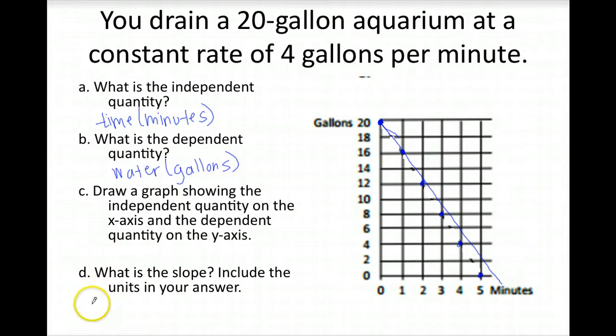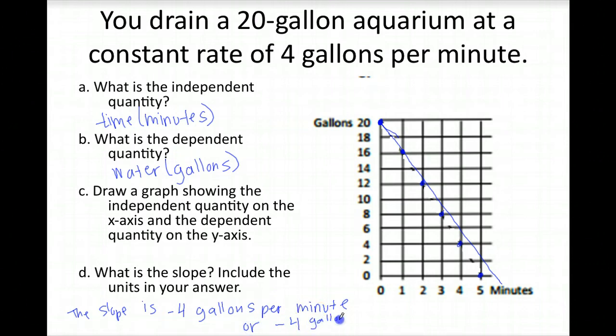All right, what is the slope? Our slope here is -4 gallons per minute. Or we could express that as -4 gallons per minute. And that is our introduction to dependency and functions.